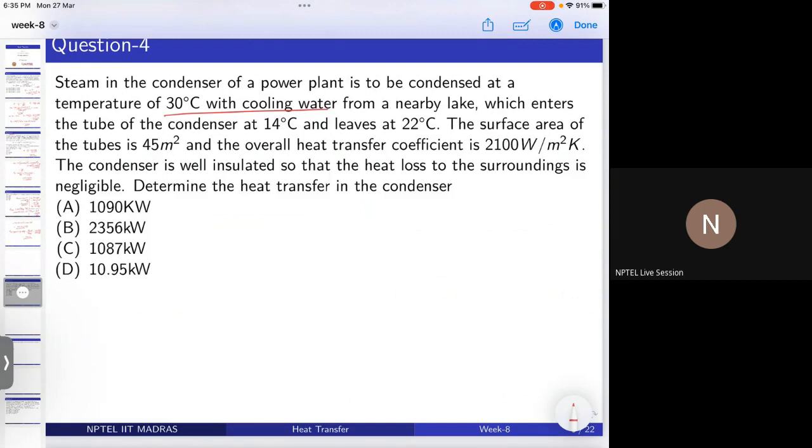It can happen if we decrease the pressure. If you reduce the pressure, the saturation properties change. Steam condenses at 100 degrees Celsius only at what pressure? 1 atmosphere. Yeah. So if we change the pressure, the saturation properties will change. So this kind of question can also come. That's why I just gave you a hint.